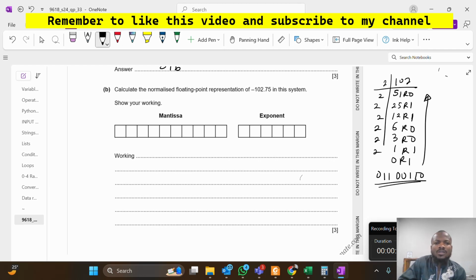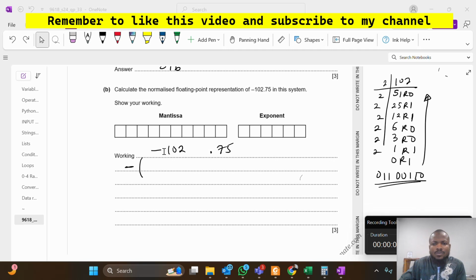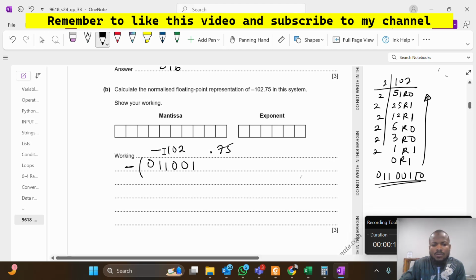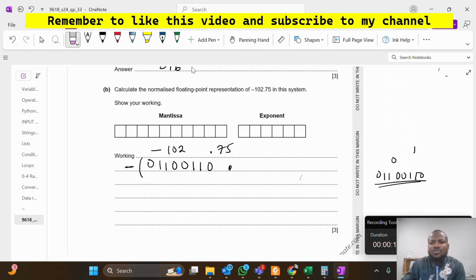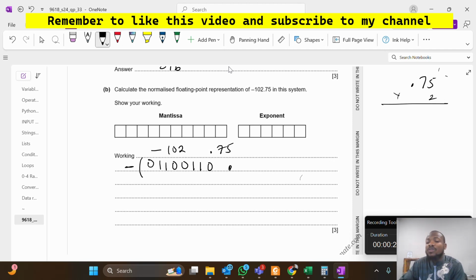Okay. Then this should be minus 102.75, like I said earlier. Then this should be minus, don't touch the minus, don't forget. Then that should be 0, 1, 1, 0, 0, 1, 1, 0 dot. Then for the decimal number, to convert it to base 2, you have to multiply, unlike the whole number where we divide. So this is 0.75, so you have to multiply by 2. You keep multiplying until it converts to 0.